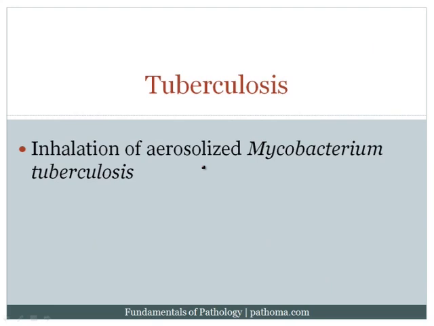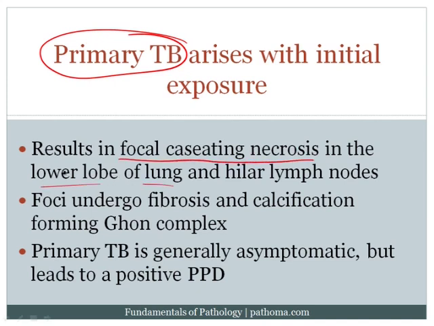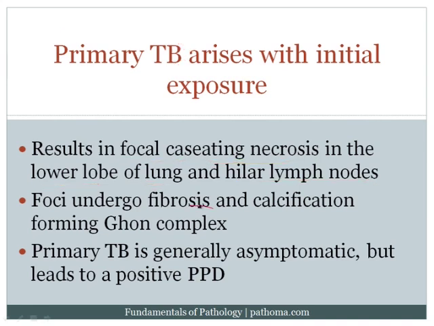The last of the pulmonary infections that we're going to discuss is tuberculosis. This arises with inhalation of aerosolized Mycobacterium tuberculosis. Remember that when a patient gets exposed to TB, they get primary TB. In primary TB, the patient gets focal caseating necrosis in the lung, usually the lower lobe, and also within the hilar lymph nodes. Of course, these foci are going to undergo fibrosis and calcification, and that results in formation of something called the Ghon complex, which is basically an area of fibrosis and calcification indicating that the patient has been exposed to primary TB.